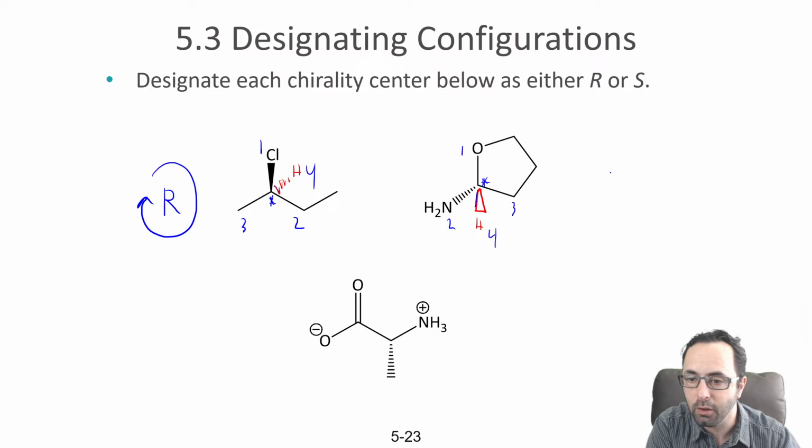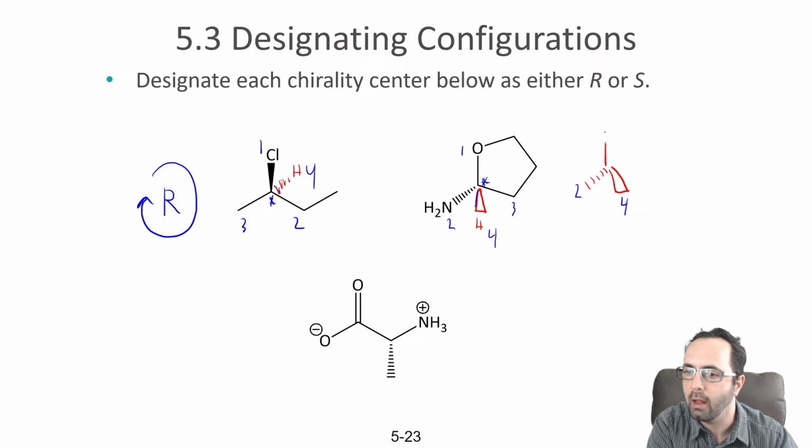And so we're just going to redraw this with just the positions. We're going to put the nitrogen position here on the dash. We're going to call this 2. We're going to put the hydrogen position on the wedge. We're going to call this 4. We're going to put the oxygen position here on the flat line in the plane of the page. We're going to call that 1.